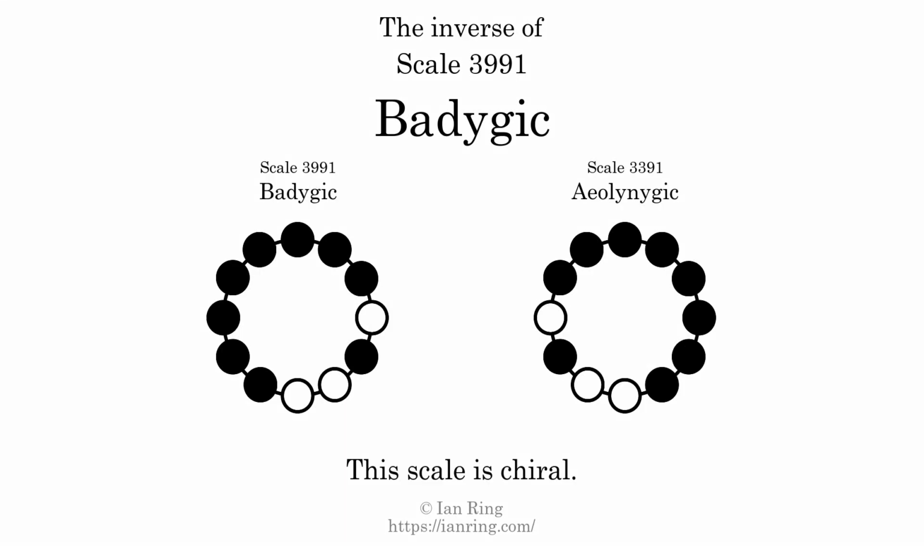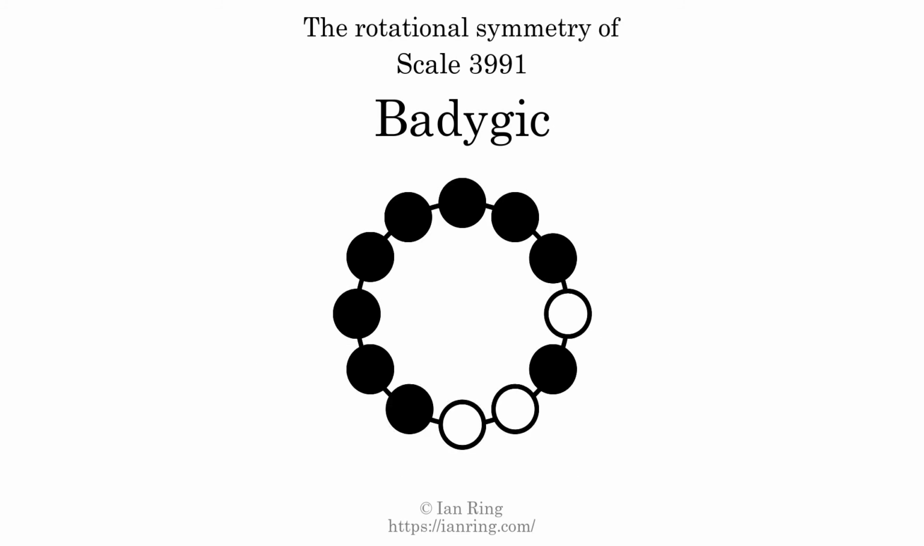The inverse of a scale is a mirror image. It is what you get when the sequence of intervals is reversed. The inverse of this scale is scale 3391, also known as Badygic. This scale is chiral. It cannot transform into its inverse by rotational transformation. This scale has no rotational symmetry.